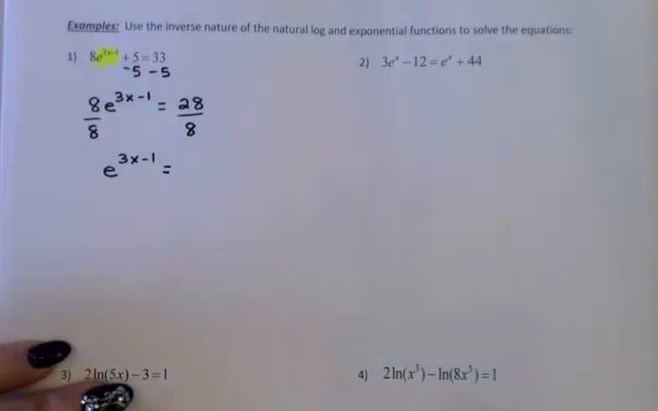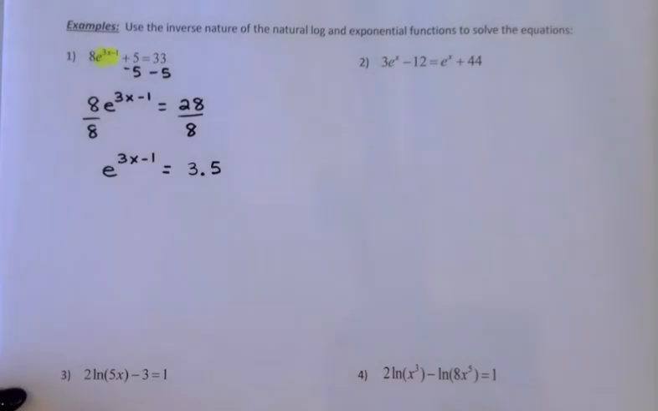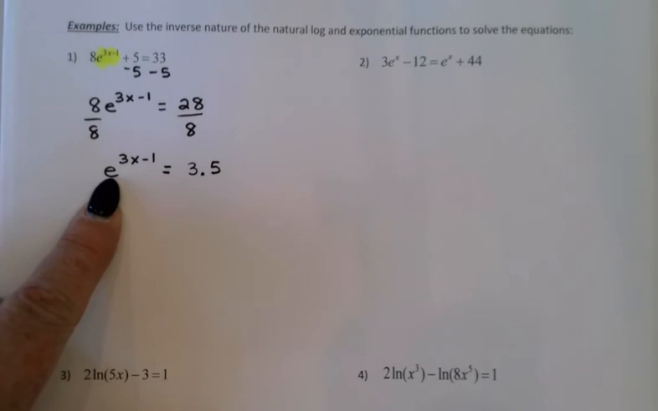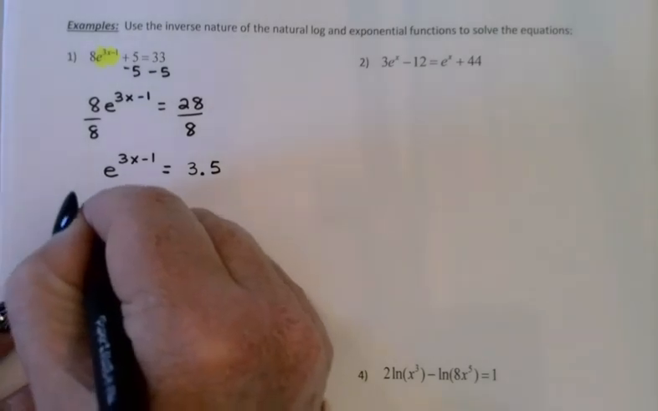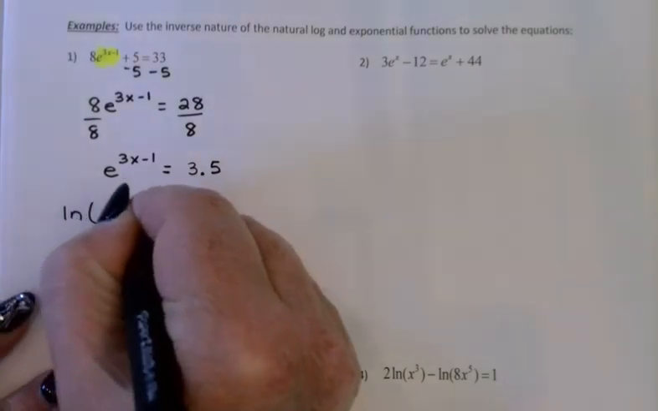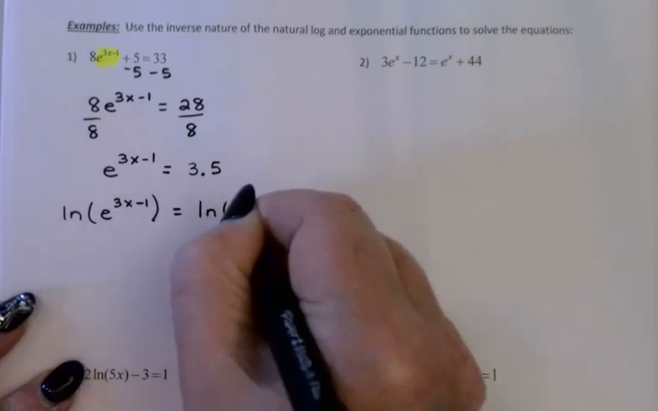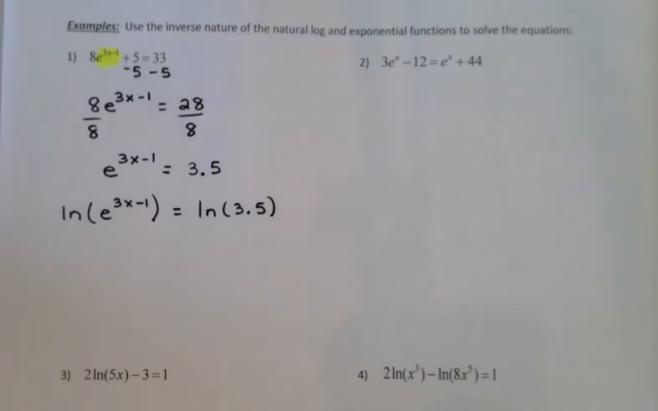Let's see, what is that? 28 divided by 8. I think that actually comes out reasonably nicely as a decimal. Yes, 3.5. All right, to get to the x, I need to get rid of the exponential, the base e. And in order to do that, I'm going to use the natural log because it is the inverse of the exponential base e. Of course, whatever I do on one side, I must also do on the other. So I'll also do a natural log on the right-hand side.